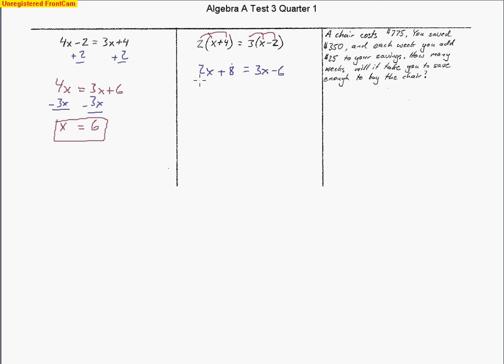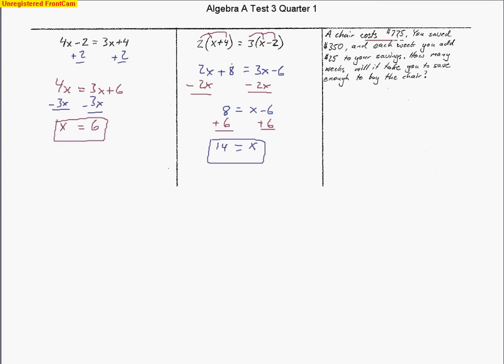This time I'm going to go ahead and subtract the 2x from both sides. Do that first, and I'm left with 8 equals x minus 6. So from this point, I'll just have to add the 6 to both sides. And this way I get the variable by itself. So I've got x equals 14. That's the answer. Next problem, it says a chair costs $775.